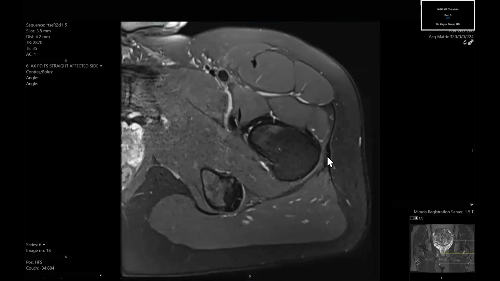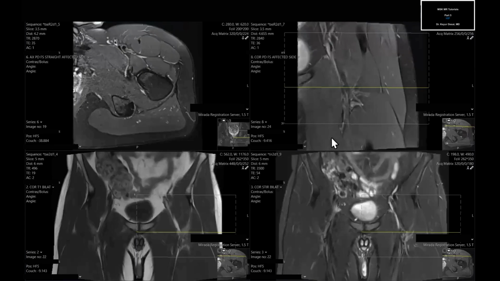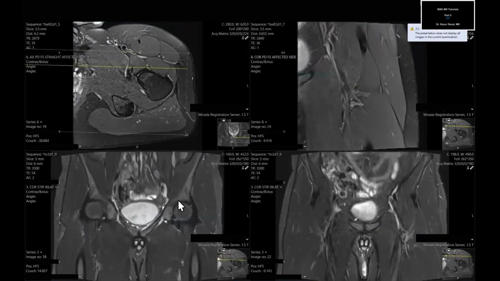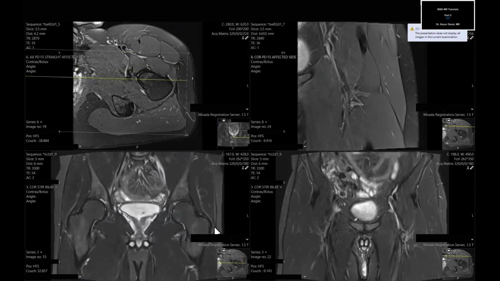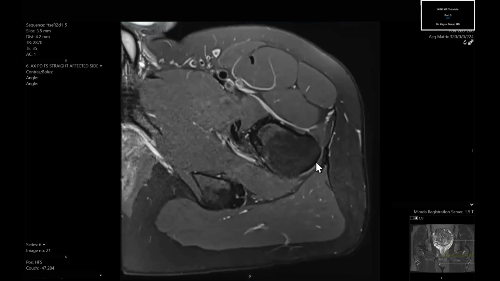The other thing you can comment on is the degree of greater trochanteric bursal fluid, and these large field of view images can be kind of helpful to see if there's asymmetry in that fluid as you're comparing the left side to the right side to suggest if there's true greater trochanteric bursitis.